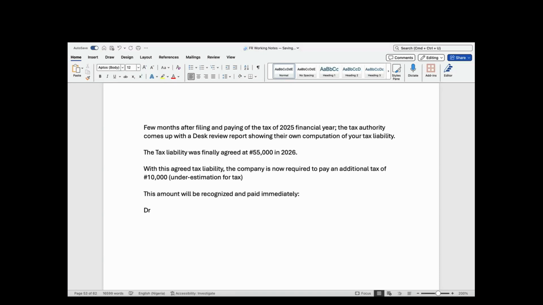Then usually we would debit underestimation for tax. That's the name of the account head. Okay. Usually it will also be under income tax expense account, but you describe it as underestimation for tax because it's an additional tax. You can credit tax liability or you just credit bank. If you credit liability, then when you pay it, you debit liability, you credit bank. So the liability goes off, right? So credit bank with how much? With the 10,000.